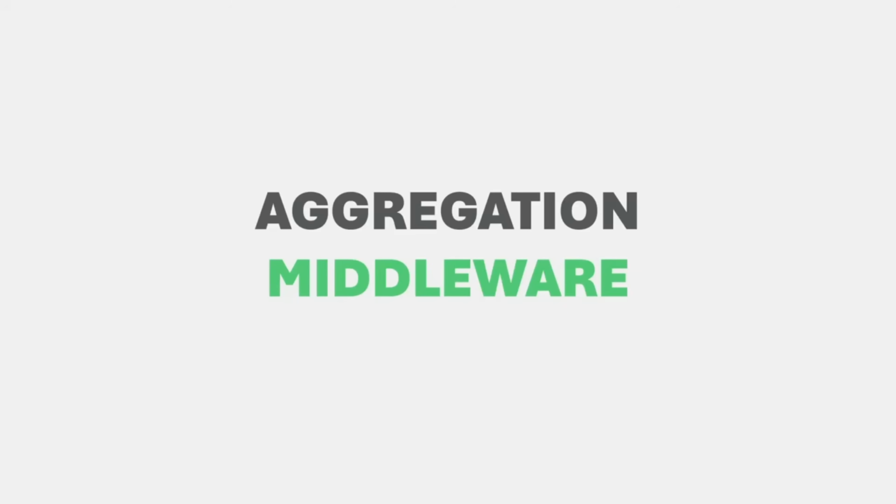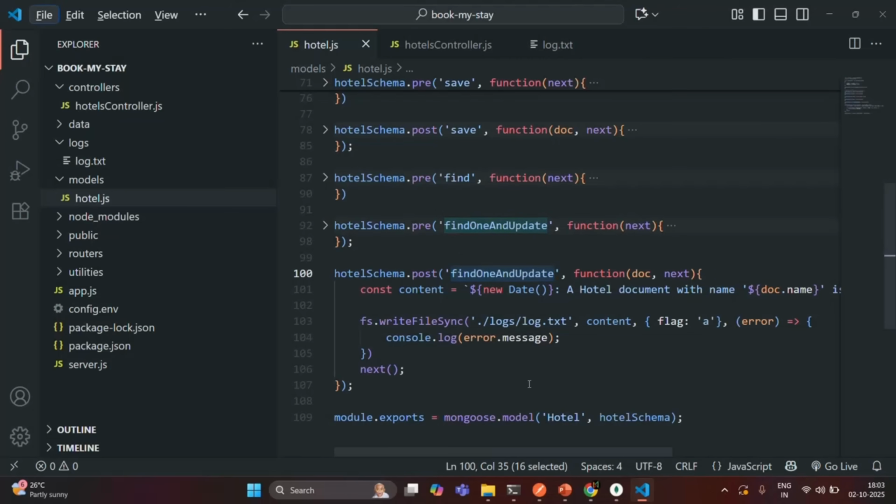Hello and welcome back. So in the last few lectures, we learned about document and query middleware of Mongoose in great detail. Now let's learn about aggregation middleware. And as you can guess, aggregation middleware allows us to run functions before and after an aggregation happens. In order to understand aggregation middleware, let's go to VS Code and try to understand it with an example.